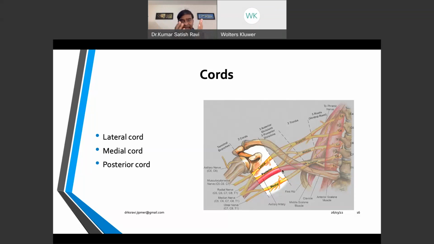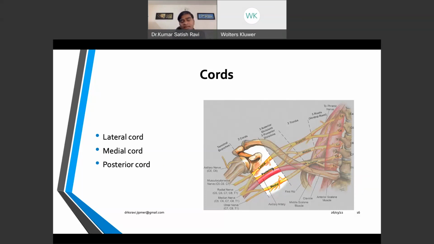So I repeat, the three cords enter the axilla and are arranged according to their names around the second and the third part of the axillary artery, as shown in the figure. You can see this is the lateral cord, this is the medial cord of the brachial plexus, and behind this axillary artery, you can appreciate over here, this is the posterior cord of the brachial plexus.